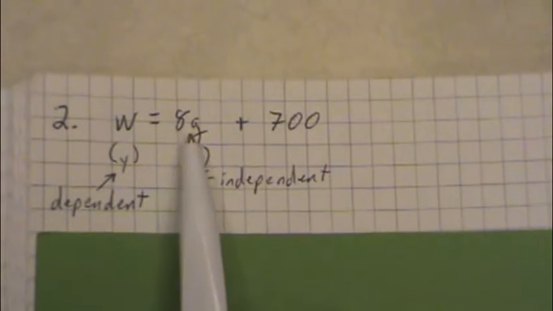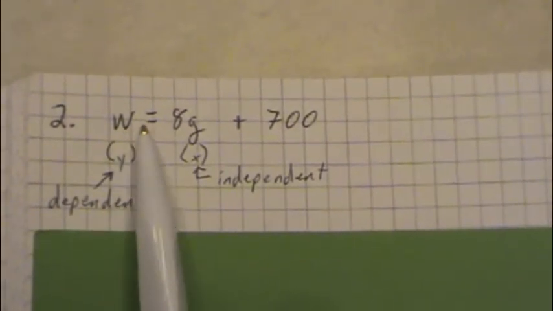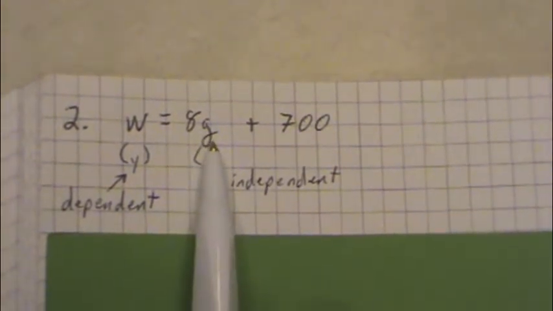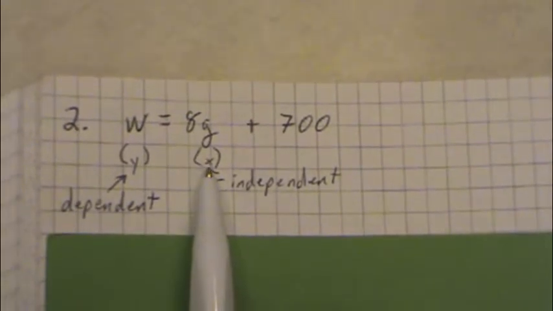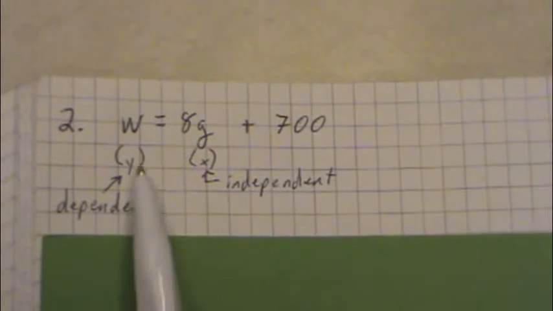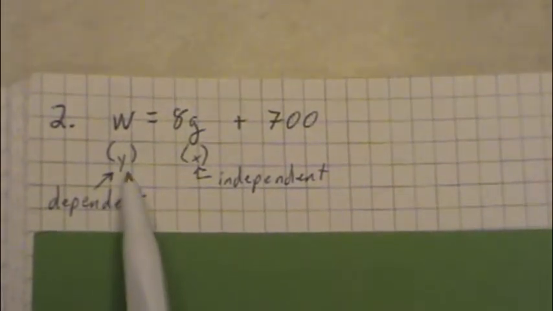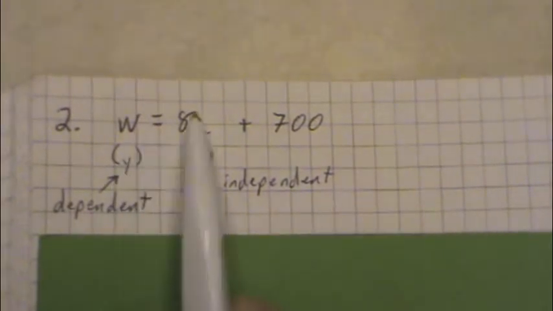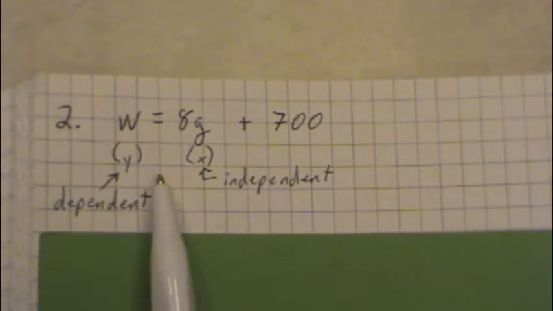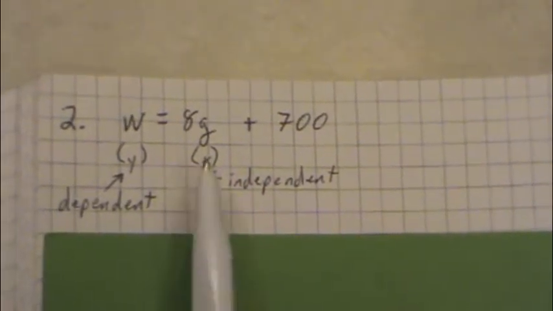It says W equals 8G plus 700. Why did they use W and G? Because they're talking about weight and gallons. I kind of wish they'd made it a little more straightforward. We're dealing with plotting this on a graph, so we need to know the X value and the Y value. How do I know that this one's X and this one's Y? Because this is your independent variable and this one is the dependent variable. So ponder that for a second. Go back to the last lesson if you can't remember dependent and independent variables.